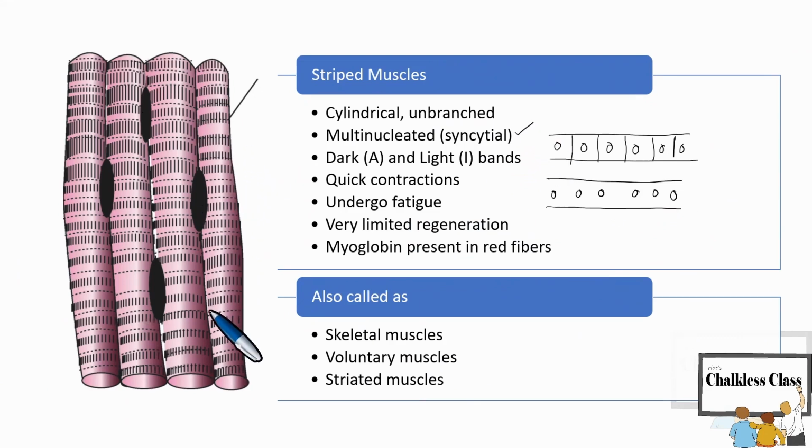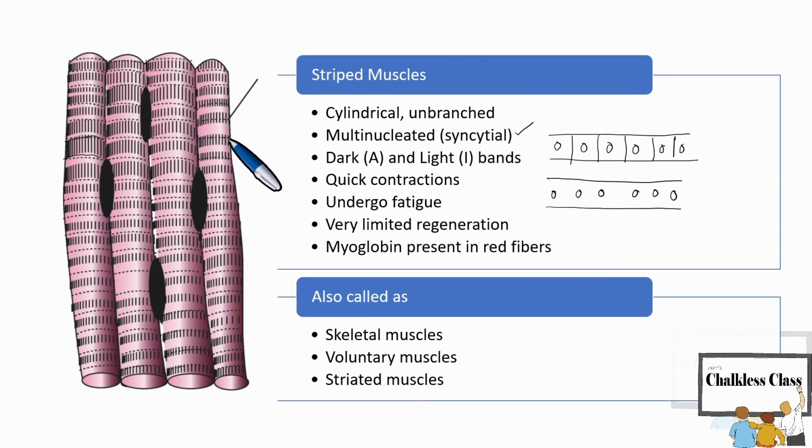All striped muscles are syncytial muscles. They have dark and light bands arranged alternately. Look at this one. This is a dark band followed by a light band, dark band, light band. In this way, the dark and light bands are arranged alternately.